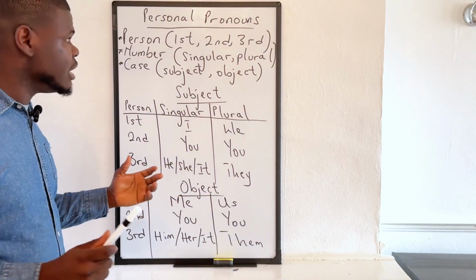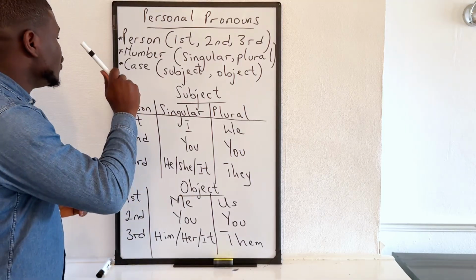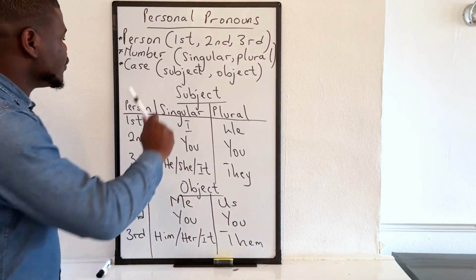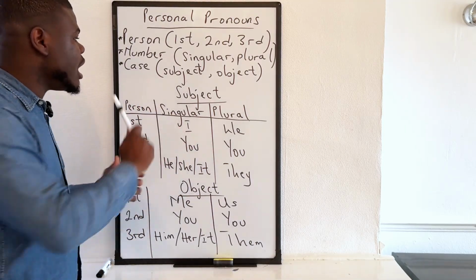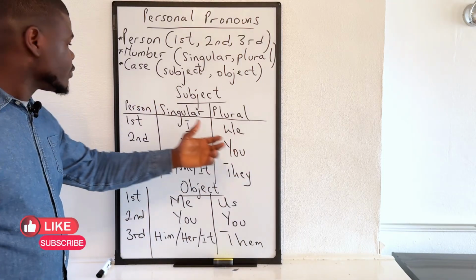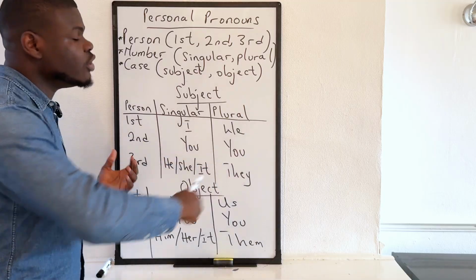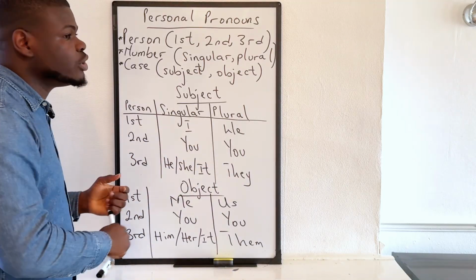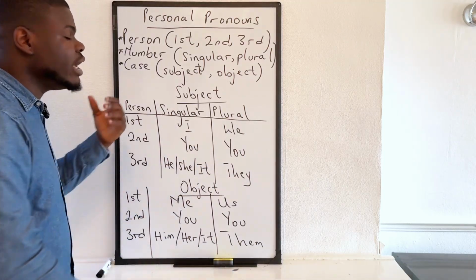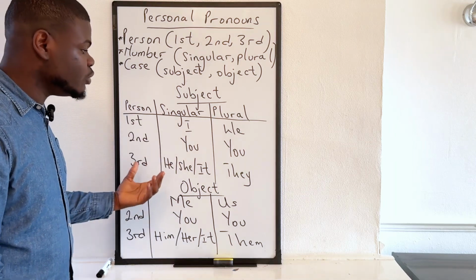Do you understand? Yeah? So I go over this again. So first person personal pronoun, we've got I, we've got we. I is singular, we is plural. Second person personal pronoun, we've got you is singular, you is also plural. Third person personal pronoun, we've got he, or she, or it. The plural of these three would be they.